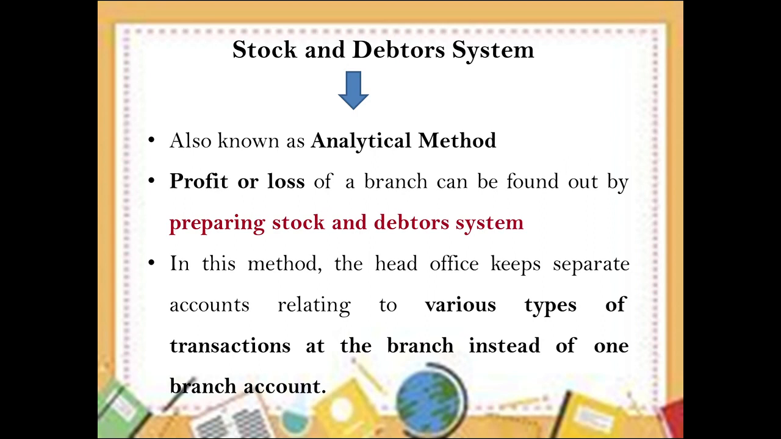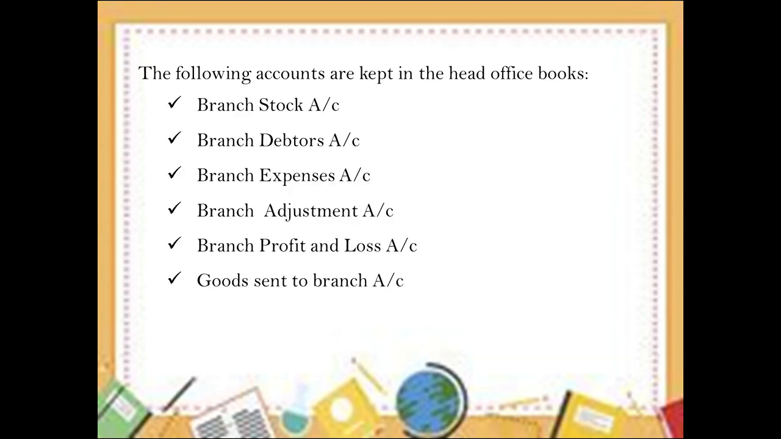Next method, stock and debtors system. This method is also known as the analytical method. This is another method to find out the profit or loss of a branch. If the head office wants more control over the branch, the stock and debtors system is the most preferable method. The head office keeps separate accounts for various types of transactions. The following accounts are kept in the head office books: branch stock account, branch debtors account, branch expenses account, branch adjustment account, branch profit and loss account, and goods sent to branch account. The branch adjustment account is prepared only when the goods are sent to the branch at invoice price.